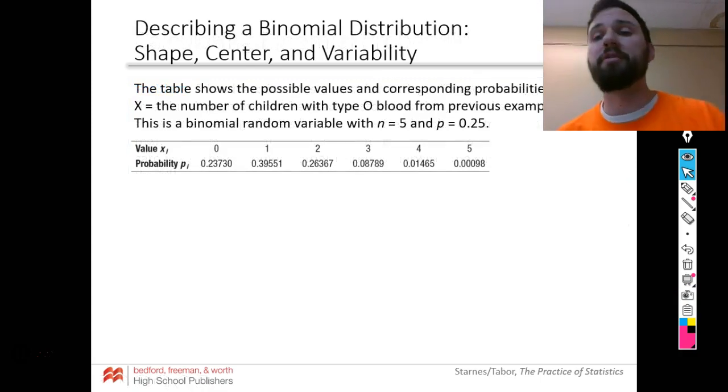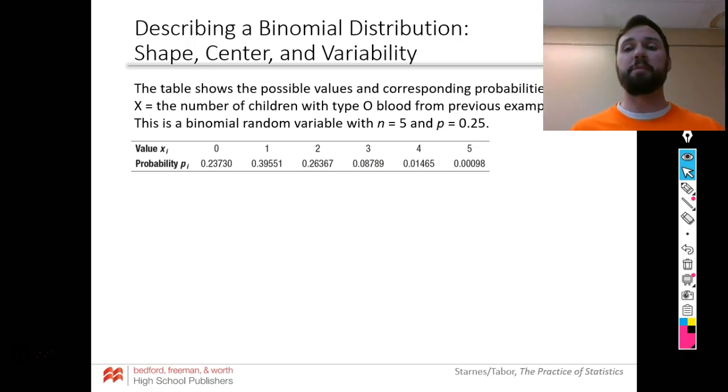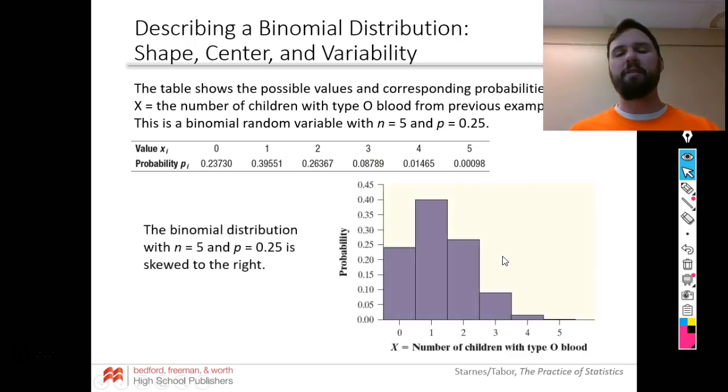Now let's look at the probability distribution. We're looking at blood types again. Type O blood type, where X is the number of children with type O blood, considering we had 5 kids. So I graph it. It looks like that. We want to describe it. We have a peak at 1, and it's slightly skewed to the right.